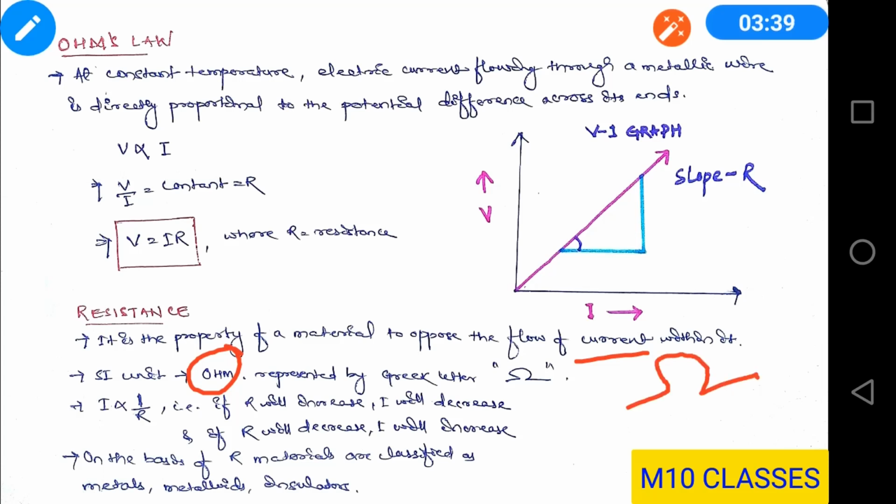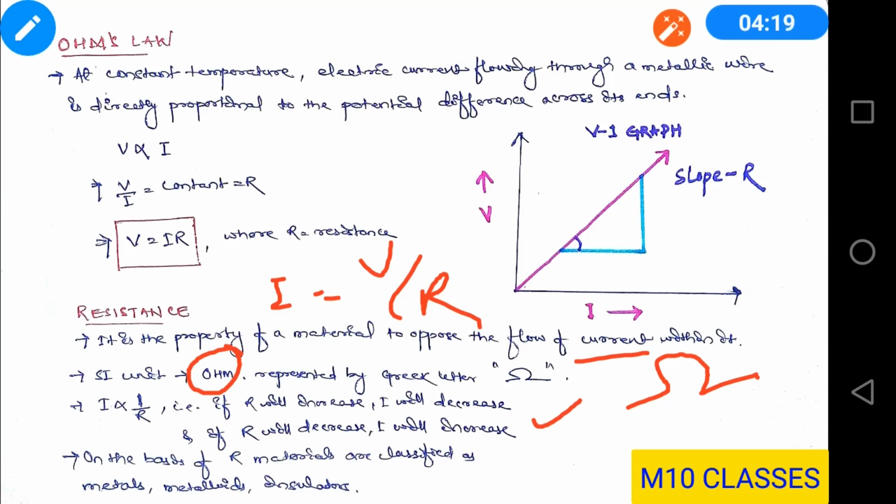Now from Ohm's law, V equals IR, I can say that I equals V divided by R. That means your current is inversely proportional to the resistance. Now what do you mean by inversely proportional? That means if one quantity increases, the other decreases. So if the resistance increases, that will block the flow of current, that means the current will decrease. And if resistance decreases, obviously current is going to increase. I can see here.